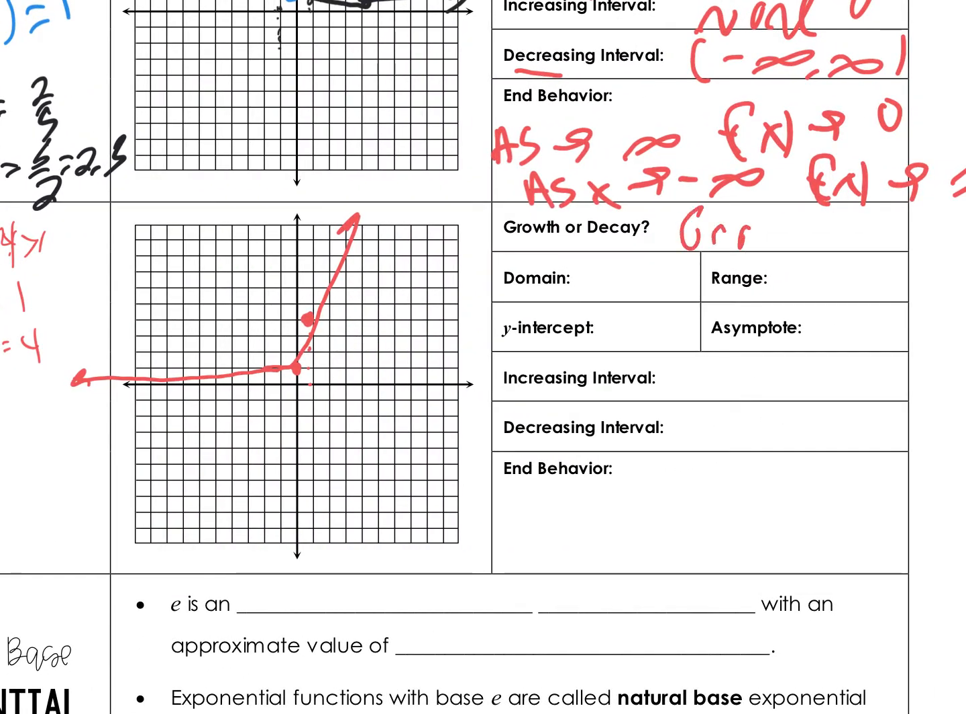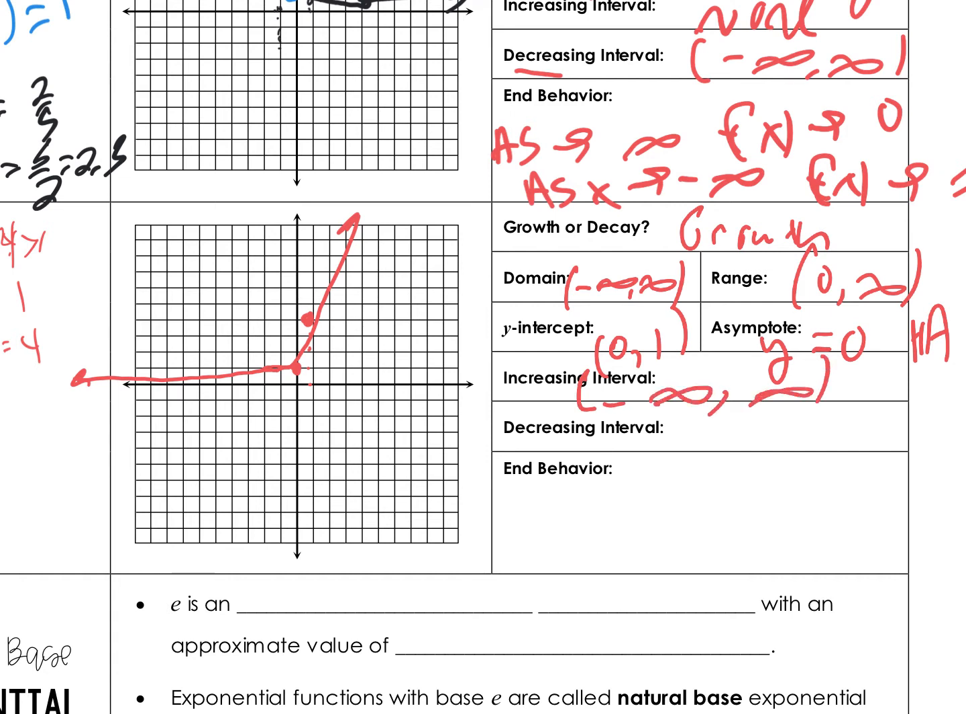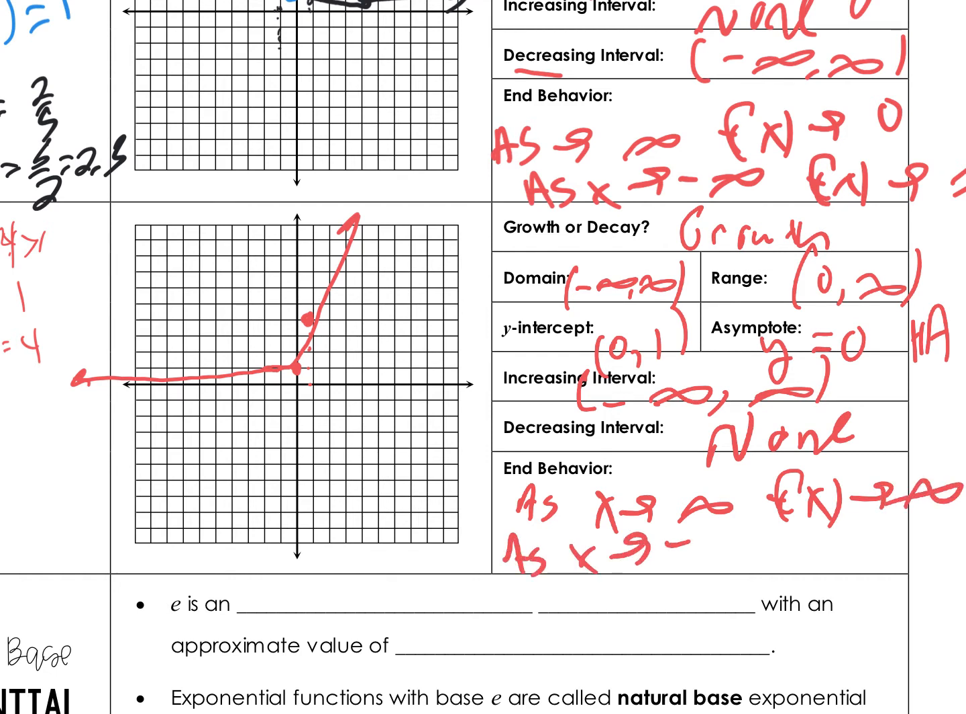It's a growth. Domain is negative infinity to infinity. Range is 0 to infinity. 0, 1 is the y-intercept, and y equals 0 is your horizontal asymptote. It increases all the time from left to right. So it increases from negative infinity to infinity, and it never decreases. As x approaches infinity, it means to the right forever, f of x approaches infinity. As x approaches the left forever, f of x approaches 0.